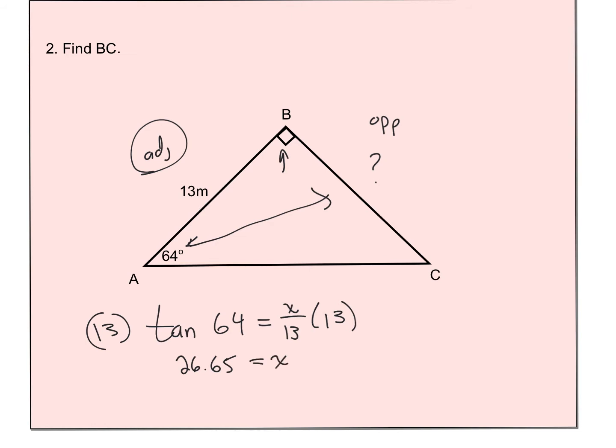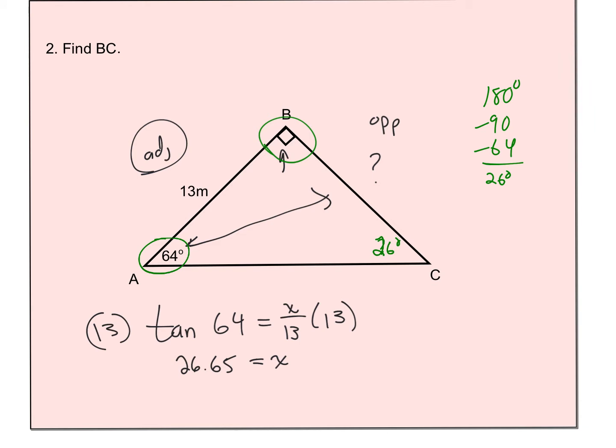Now, I can keep going with this. I can keep expanding. I can figure out angle C. It would not take me very much. I know that this is 90. I know that this is 64. I know all triangles have to add up to 180 degrees. So a couple of quick subtractions would get me 26. So that means this is going to be 26 degrees.